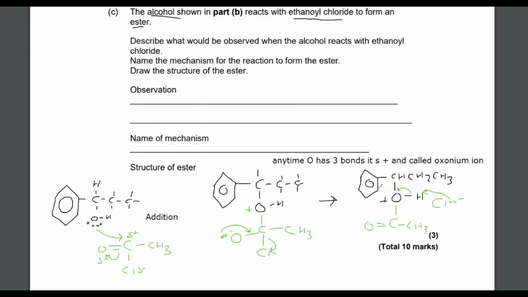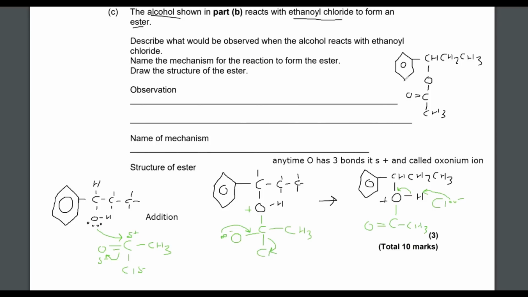What happens to that chlorine that snapped off in the previous step? Well, the pair are attracted to the hydrogen. Remember that oxonium ion can't stay stable like that. So this gives the oxonium ion the chance to chip off the hydrogen, dump the electrons onto the positive oxygen and stabilize itself. And the final product I'm going to draw up here, which is the 3rd mark in this question. This is the structure of the ester.